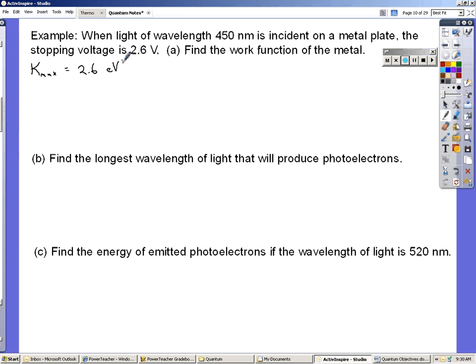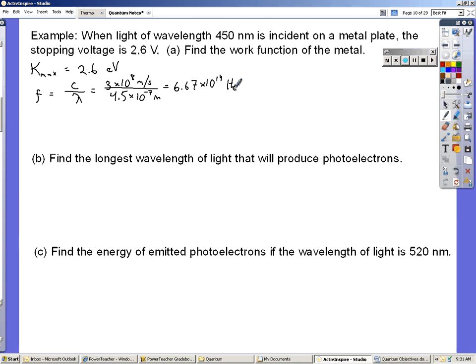The light, we're given wavelength, we want to convert that to frequency. Remember, frequency equals c over lambda, where c is the speed of light, 3 times 10 to the 8th meters per second, and lambda is 450 nanometers, or 4.5 times 10 to the minus 7 meters. Grab a calculator. And we get 6.67 times 10 to the 14 hertz.